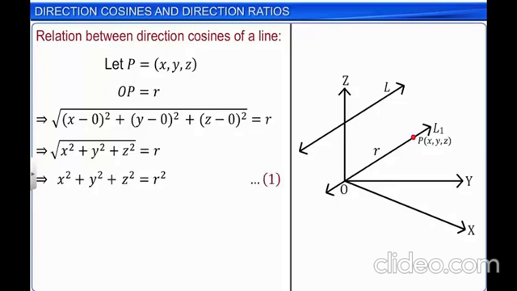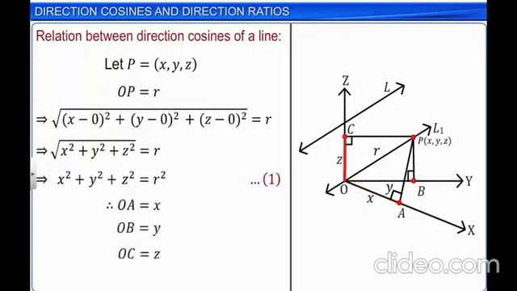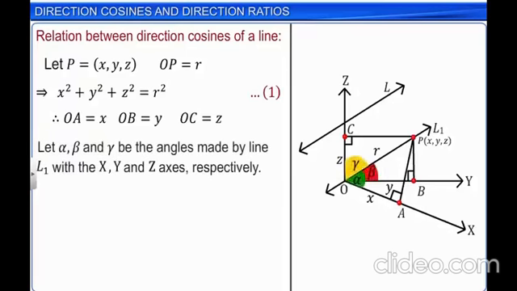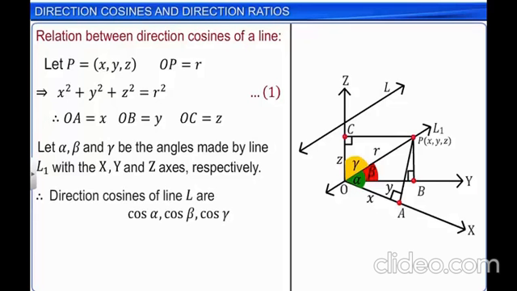Let PA, PB, and PC be the perpendiculars drawn from point P onto the x, y, and z axis respectively. Therefore, the lengths OA, OB, and OC are x, y, and z respectively. Let alpha, beta, and gamma be the angles made by line L1 with the positive directions of the x, y, and z axis respectively. Thus, the direction cosines of the given line are cos alpha, cos beta, and cos gamma.